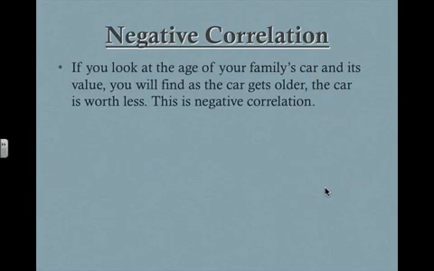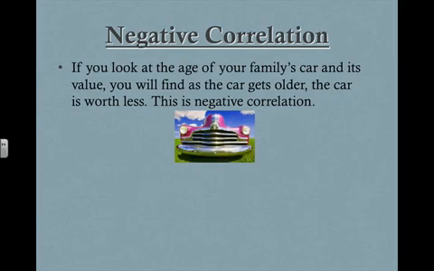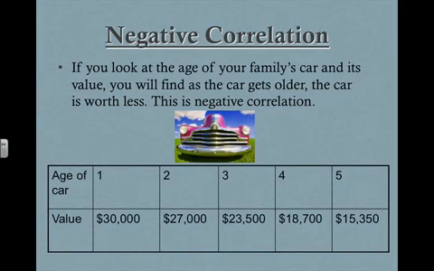An example of negative correlation is if you buy a car, the older it gets, the value of it decreases. Early on, as a car is new, it's worth more. As it gets older, as the age of the car increases, the value of the car decreases. So this would be an example of negative correlation.